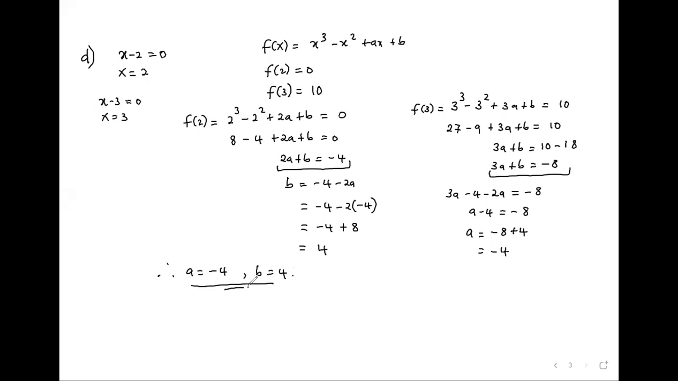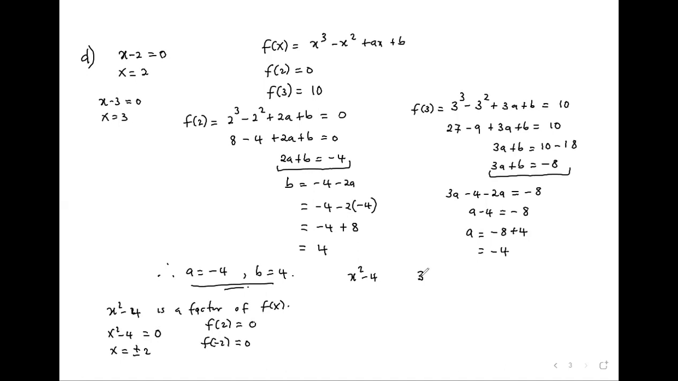Sometimes you can find that this very question is asked in this manner. They say, find a and b given that x squared minus 4 is a factor of f of x. This means that you get your x squared minus 4 equal to 0, you get x is equal to plus or minus 2. And substitute 2 in the function, you must get 0. Substitute negative 2, you must get 0. You solve.